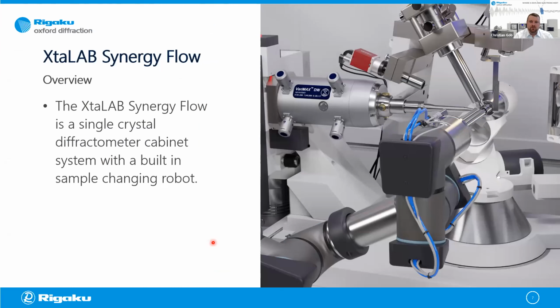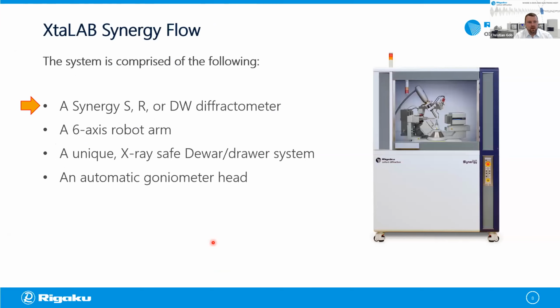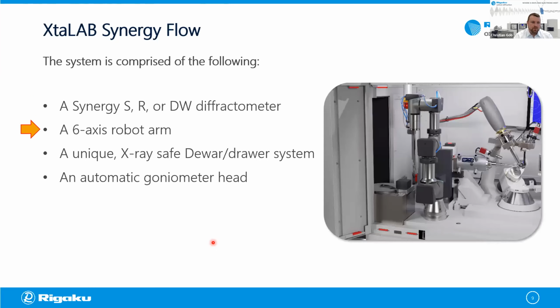The instrument that we used for this experiment is, of course, the XtaLAB Synergy Flow. It is a single crystal diffractometer. It's a cabinet system that includes a robotic sample changer and a dewar. The Flow can be integrated to any of the sealed tube system, the rotating anode system, or our dual wavelengths rotating anode system. Of course, as I said, it has a sample exchanger. Here we have a 6-axis robotic arm. I will also show a little bit later what it comprises of.